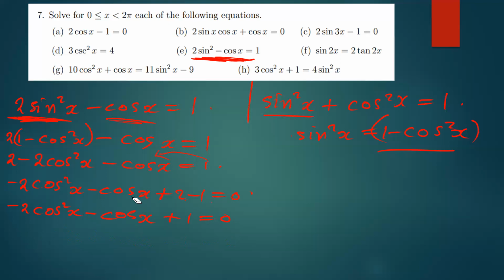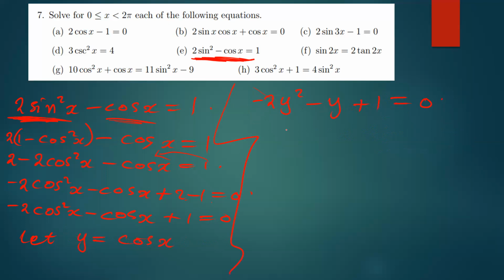Let us quickly begin to solve the equation. This one is straightforward. As you can see, this is a quadratic equation. So you can therefore say let y be equal to cos x. When you say let y be equal to cos x, this means that while there is cos x, you're going to replace it with y. And hence this will be negative 2y squared minus y plus 1 is equal to 0.